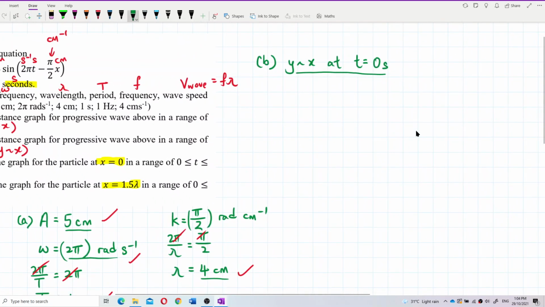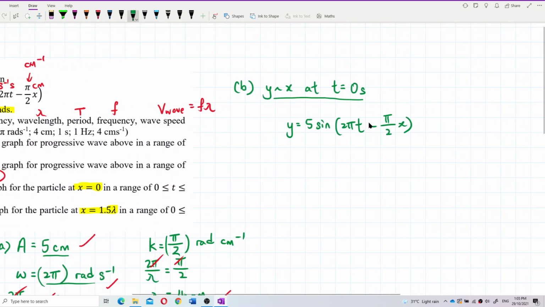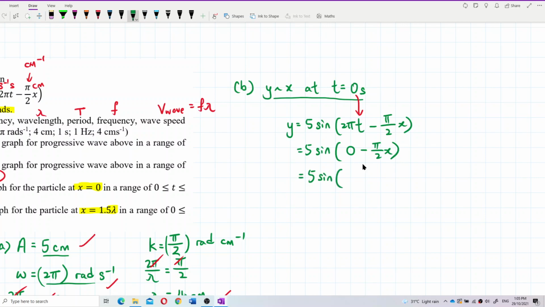Write down the formula first: y equal to 5 sine of 2 pi t minus pi over 2 x. Then you substitute time equal to 0 over here, and what do you get? You get 5 sine, and this one becomes 0, because anything multiplied by 0 gets 0. Minus pi over 2 x. And what graph do we get? We get 5 sine of negative pi over 2 x.